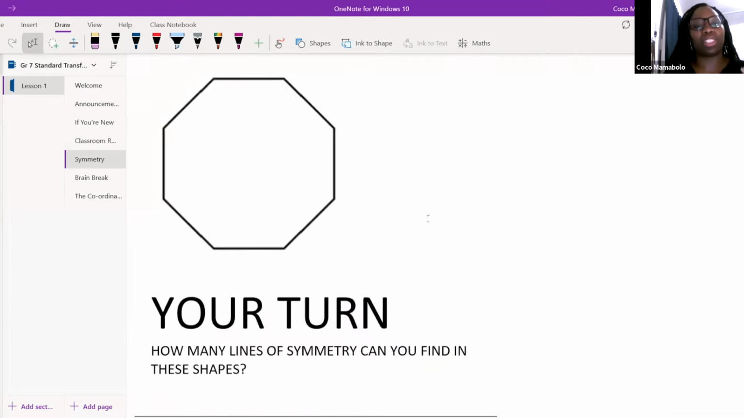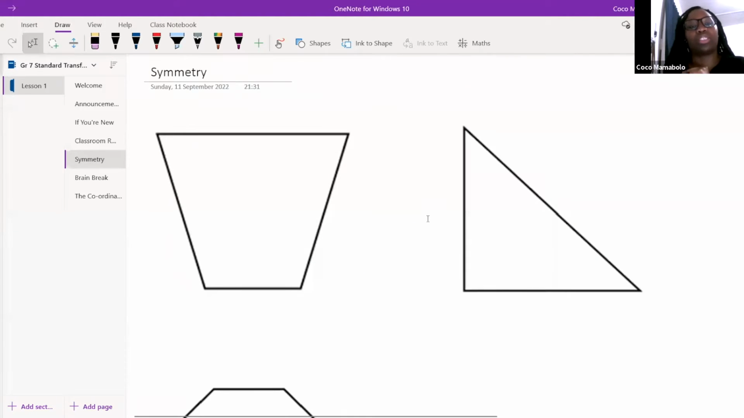Today we're going to be learning about symmetry, but the first thing we're actually going to be doing is talking about transformation. Who can tell me in the chat, who knows what transformation is? Who can tell me what transformation is? Bonolo, what do you think transformation is?